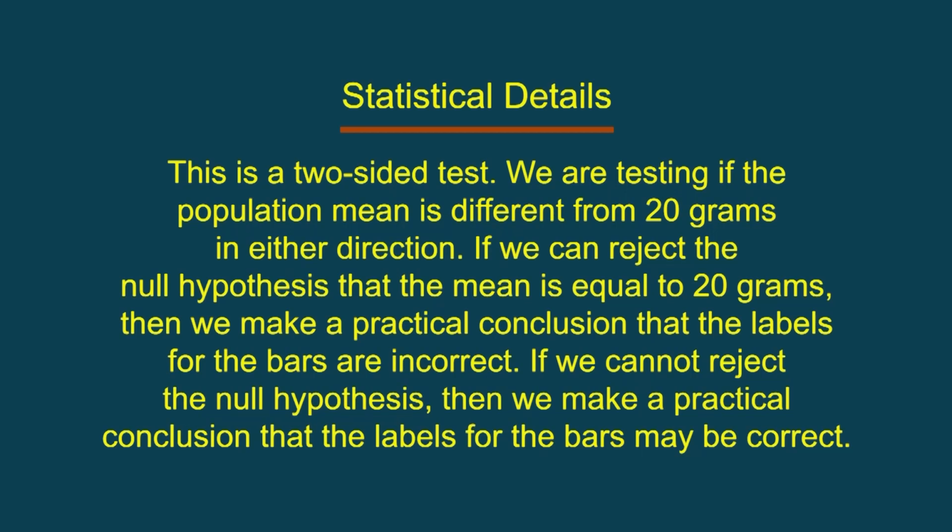If we can reject the null hypothesis that the mean is equal to 20 grams, then we make a practical conclusion that the labels for the bars are incorrect. If we cannot reject the null hypothesis, then it will mean that the labels of the bars may be correct.